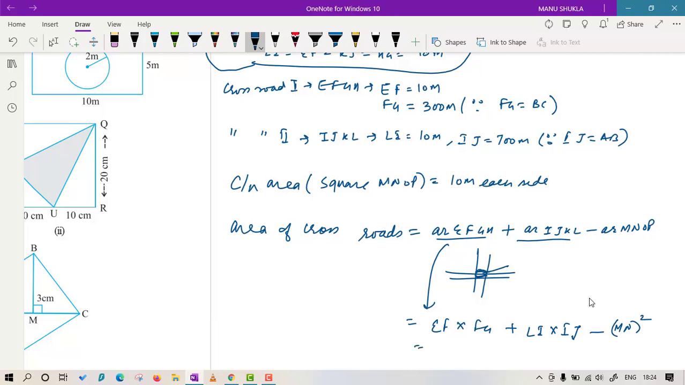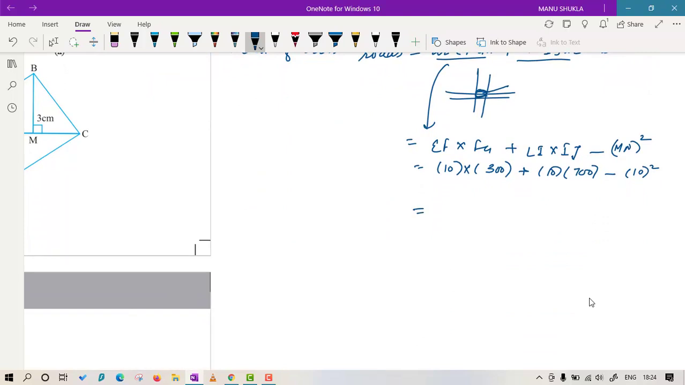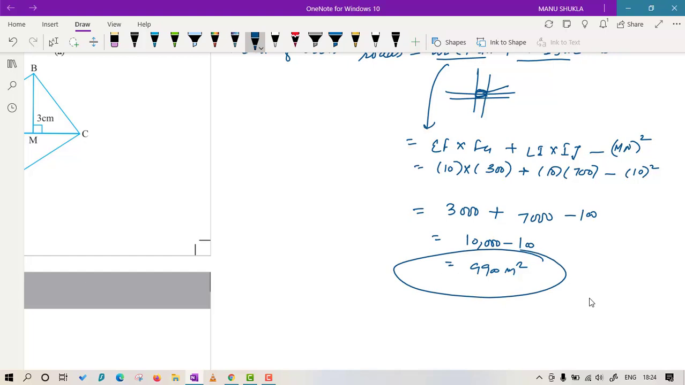Put the values and you will get the answer. What is EF? EF is 10, FG is 300, plus LI is 10, IJ is 700, minus MN is 10 squared. Solve this. This is 3000 plus 7000 minus 100. So 10,000 minus 100, that is 9,900 meter square, if I'm not wrong. Yes, this is the area of crossroads. That's it.